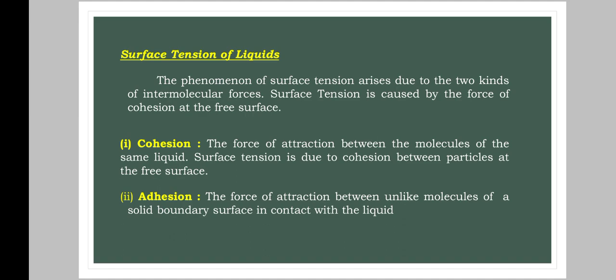And finally, there is surface tension of liquids. The phenomenon of surface tension arises due to two kinds of intermolecular forces. Surface tension is caused by the force of cohesion at the free surface. Now we are going to see the difference between cohesion and adhesion. The force of attraction between the molecules of the same liquid is called cohesion. Surface tension is due to cohesion between particles at the free surface. The force of attraction between unlike molecules of a solid boundary surface in contact with the liquid is called adhesion.